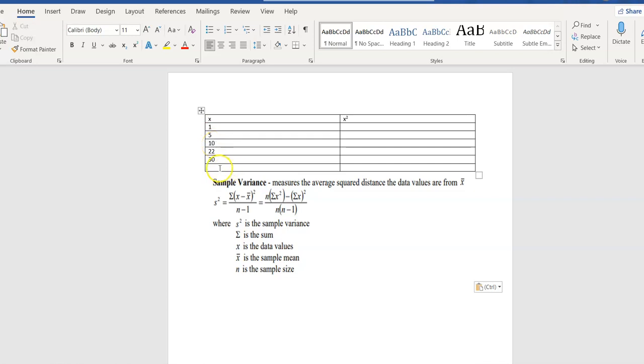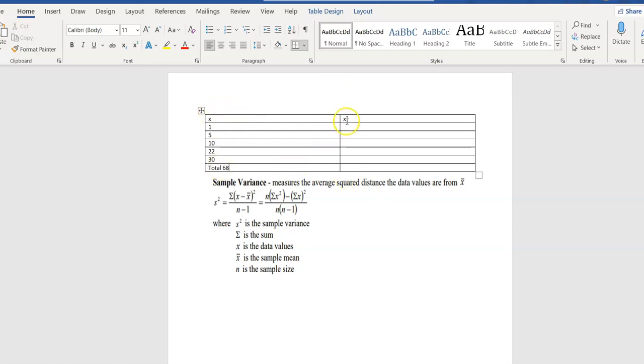Now, first thing I'm going to do is add up the entire column of X. So let's see, I have 1 plus 5, 6, plus 10, plus 22, plus 30. And that total is 68. Now, just so we remember, our total here is 68. Remember, that's the total and not another piece of data.